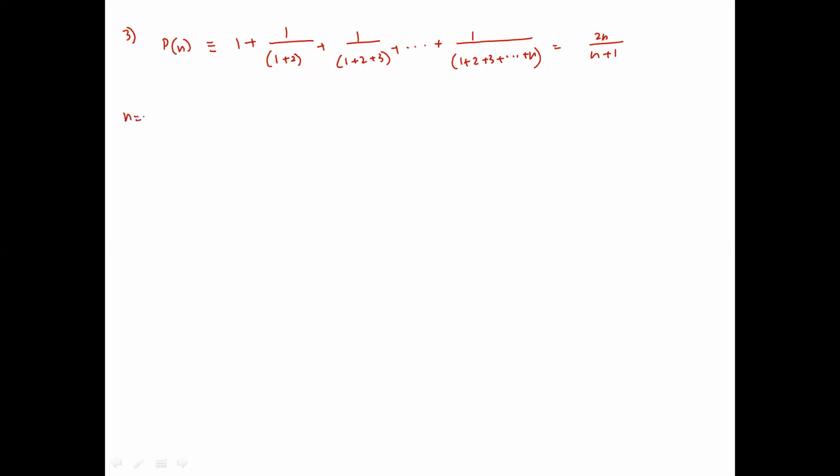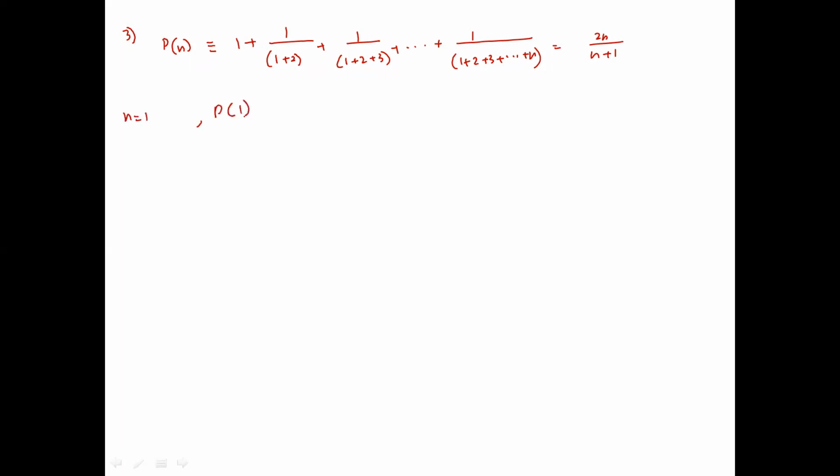Let's go to question number 3. In question number 3, the statement P of n is given as 1 plus 1 by 1 plus 2 plus 1 by 1 plus 2 plus 3 and so on, 1 by 1 plus 2 plus 3 up to n, that is equal to 2n by n plus 1. So first we will put n equal to 1.